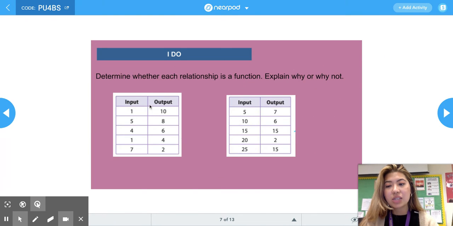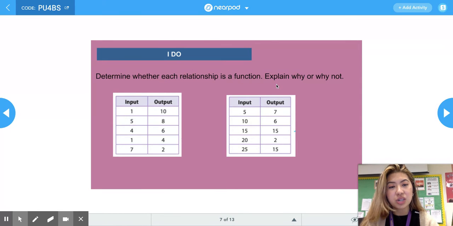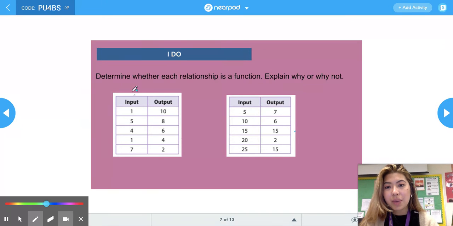So for this first IG, we're given 2 tables, and we have to determine whether each relationship is a function. We're going to explain why or why not. So think about the input as the x and the output as the y. When the input is 1, the output is 10. When the input is 5, the output is 8. When the input is 4, the output is 6. When the input is 1, the output is 4. When the input is 7, the output is 2.